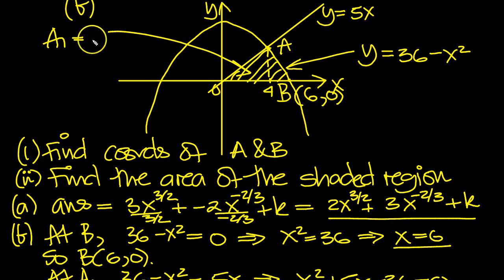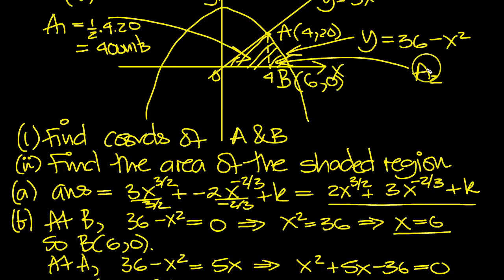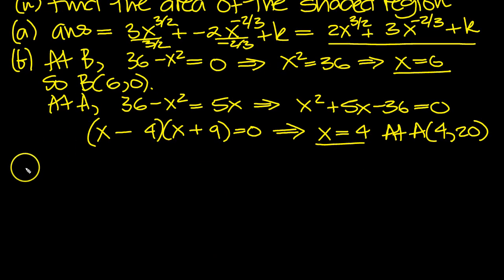half the base, which is half of 4, times the height, and we know this coordinate is 4 and 20, so the height is 20. Half the base, which is 4, times 20, which is 2 20s, which is 40 units squared. So that's area 1. Now we need area 2. It's the integral between 4 and 6 underneath the curve here. So let's work out that.